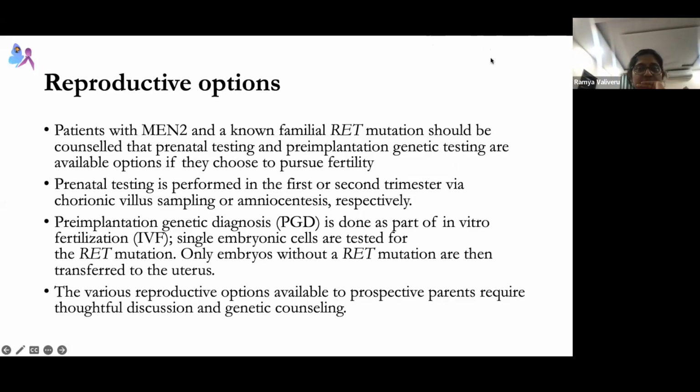So coming to reproductive options. Of course, it's a very, very complex discussion with the patients because they have to be counseled about the possibility of their children having the mutation, and then prenatal testing and pre-implantation genetic testing if it is IVF, all these. As a part of IVF, pre-implantation genetic diagnosis is a protocol, and so they can of course choose whether they want to continue with it or not.